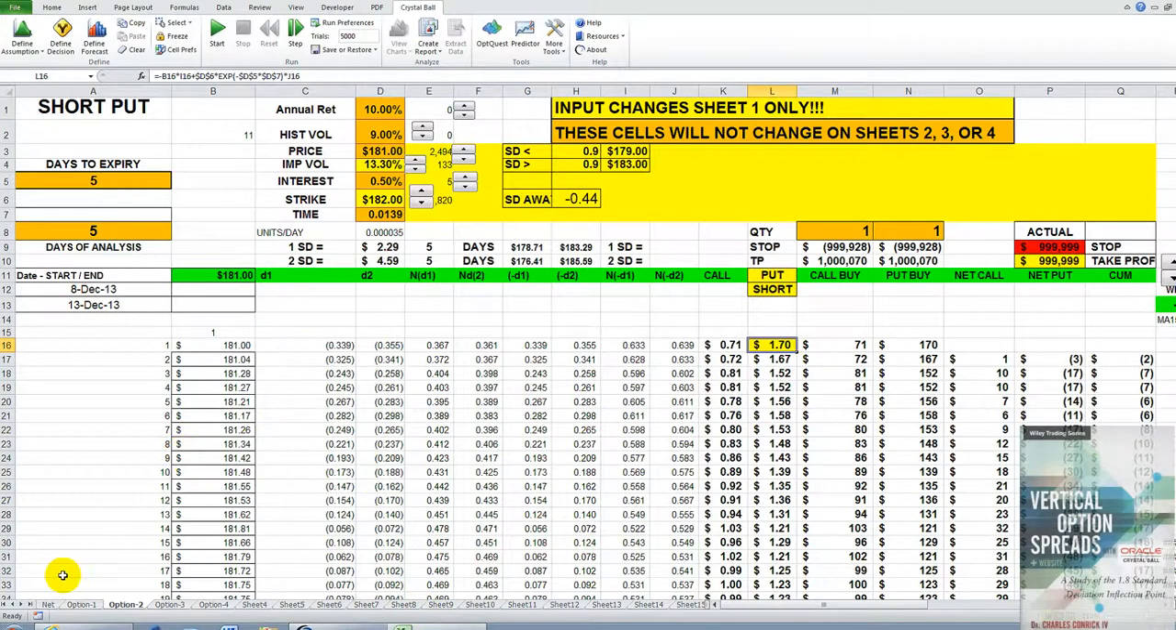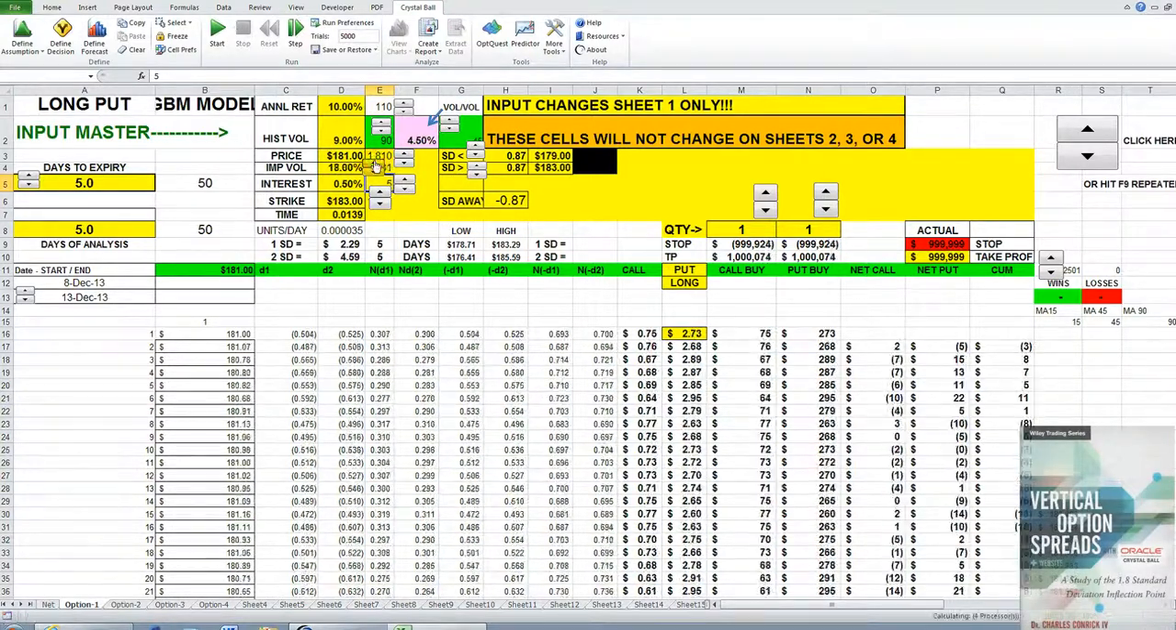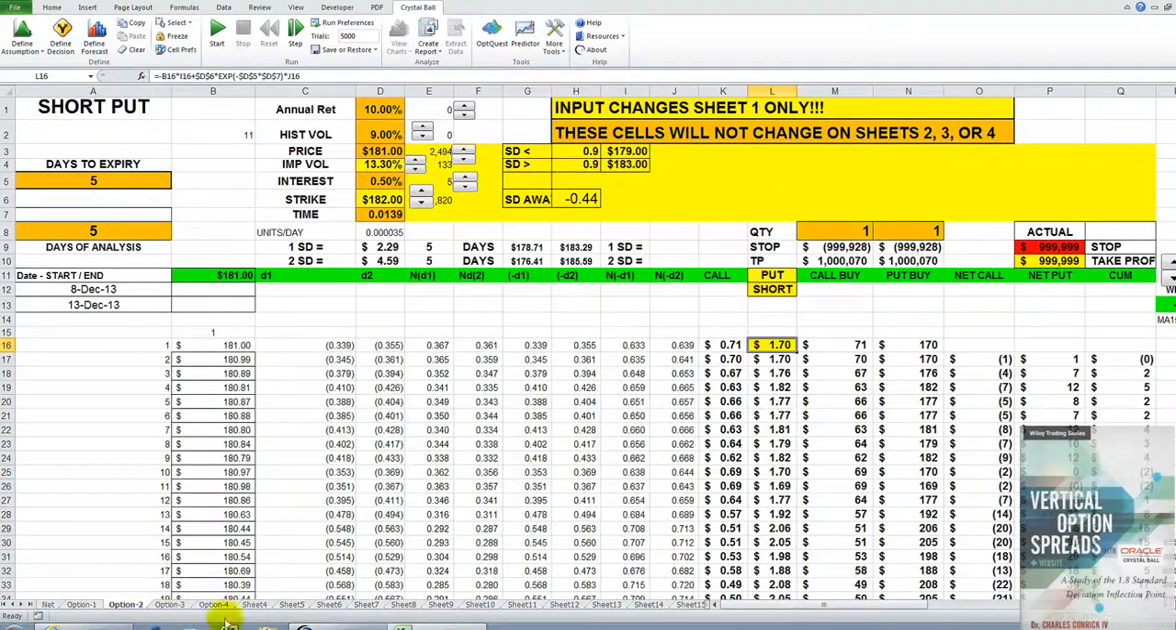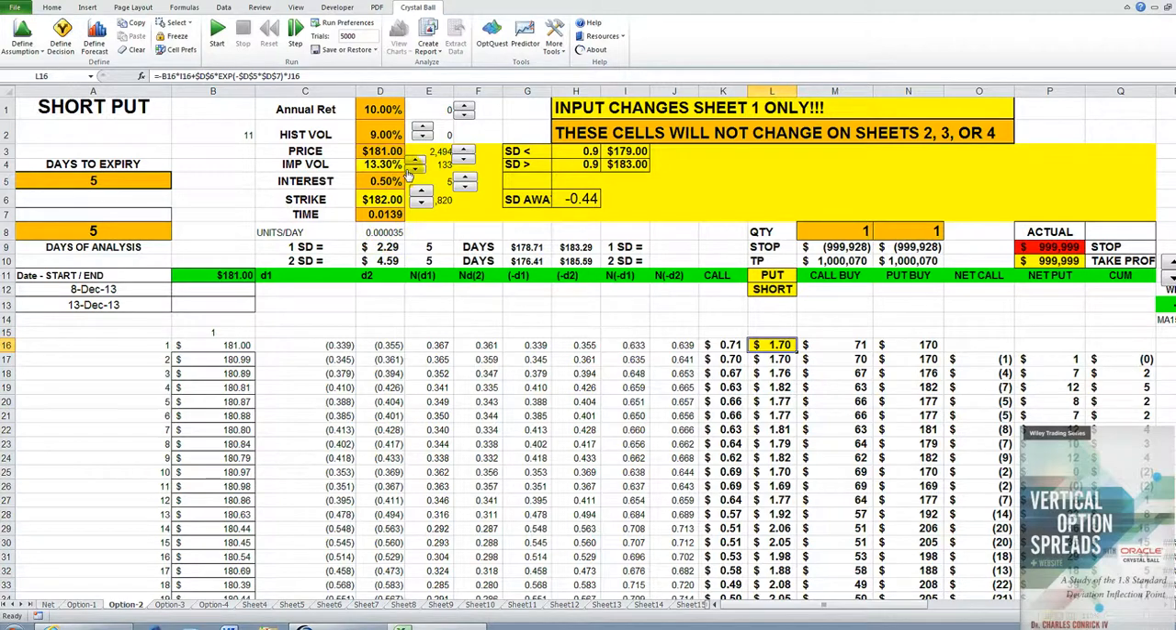So let's go get that set. That's on tab option 1, 218. And all we need to do is change the implied volatility till this reads 218. And there we have it. And on the short put, we want the price at 151. So we'll lower the implied volatility till that reads 151.